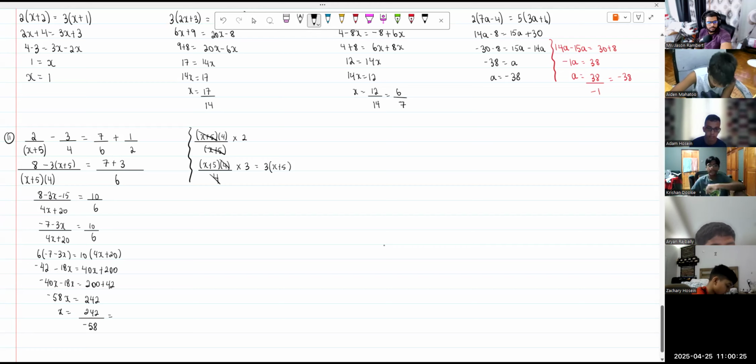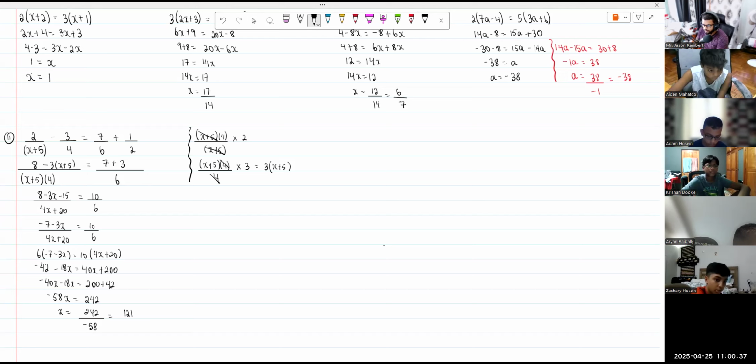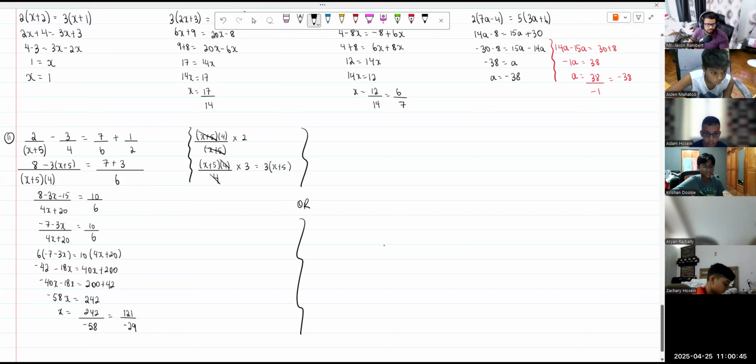I'm going to break it down for you. 242 over 58 is 121 on 29, over minus 29. It doesn't matter where the minus sign goes, okay? Does not matter. So I saw one person get it correct, but Arya put an x on the denominator, which is wrong. You can't have x on the denominator. Now, that was hard, and that method was real complicated, compared to the questions we did before.